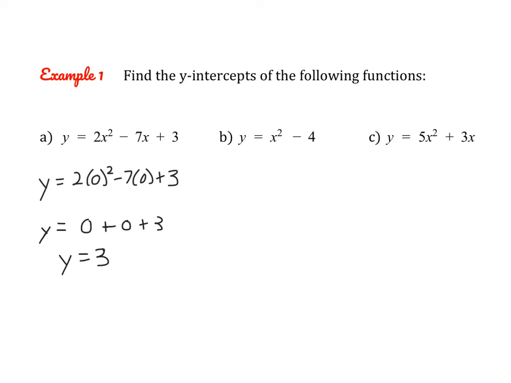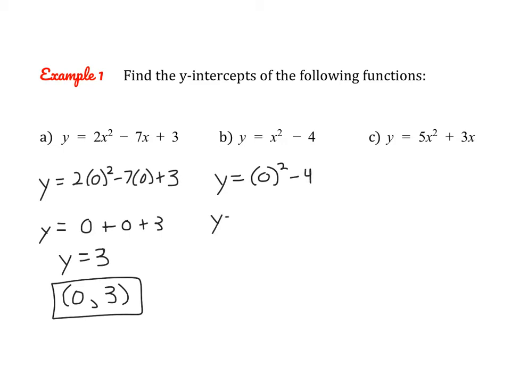And then, of course, we're going to write this as a coordinate. Remember, we substituted x equals 0, so the coordinate is 0, 3. And there you go. Let's try part B together. So here we have y equals, so let me substitute 0 for x. 0 squared minus 4. Well, 0 squared is just 0. So all I have left is negative 4. So my y-intercept is 0, negative 4.